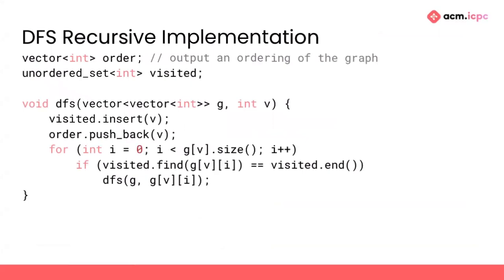So here's the C++ implementation of DFS. It's almost as short as the pseudocode. If we want to output an ordering, we'll just make a vector called order, and then we have an unordered set to represent the visited nodes. We start from the source node, which is B, and add it to the ordering. And for each of its neighboring nodes, we check if it hasn't been visited, and if not, then we call DFS on it.